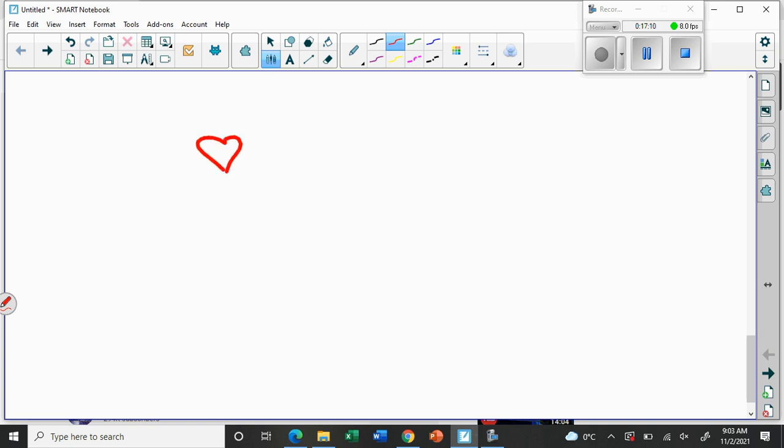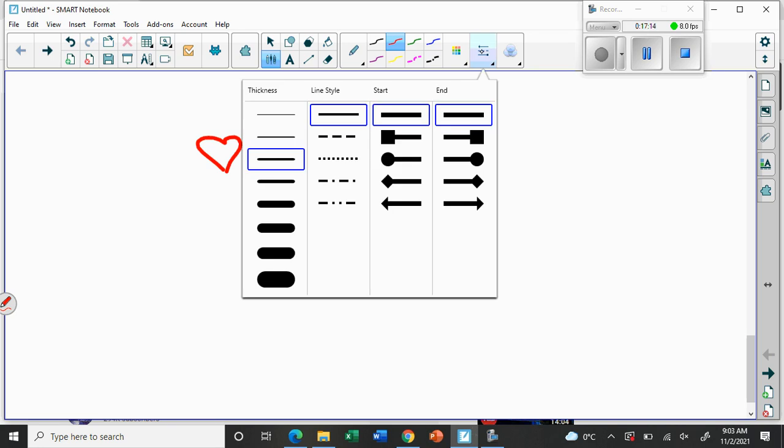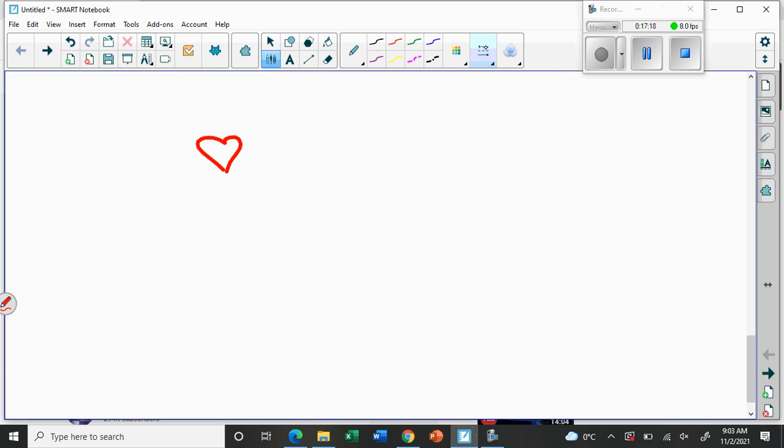Okay. Now, the first blood vessel that leaves the heart is a thick blood vessel. So I'll use this thick line here. And here is the aorta. Okay, so the aorta branches.